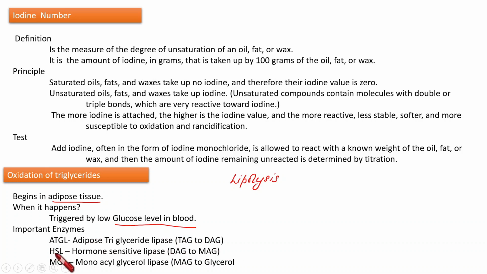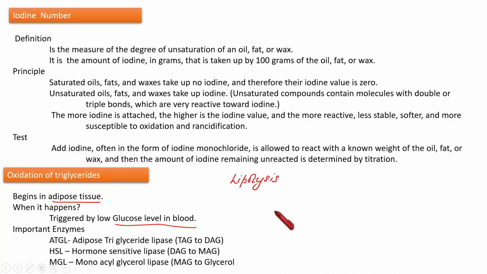Then another enzyme is HSL. HSL means hormone sensitive lipase. It hydrolyzes diacyl glycerol to monoacyl glycerol. Then a third important enzyme is MGL, monoacyl glycerol lipase, and it hydrolyzes monoacyl glycerol to glycerol. So these are the three main enzymes present in the lipolytic pathway.